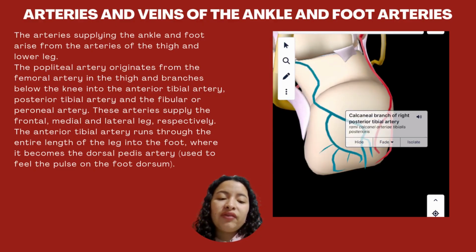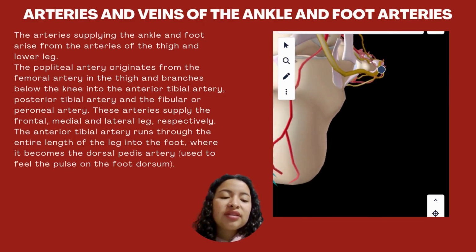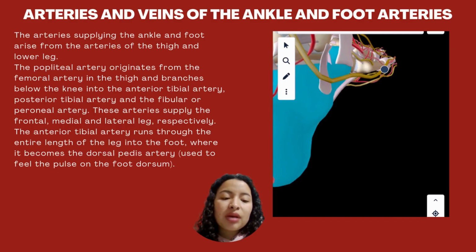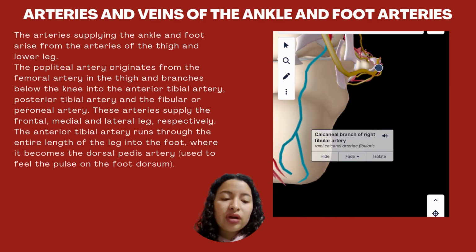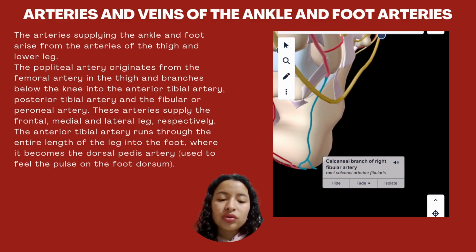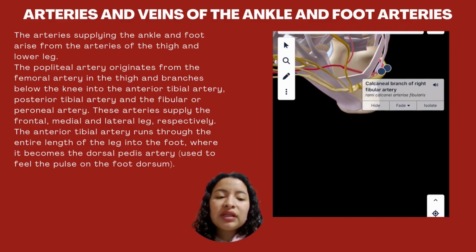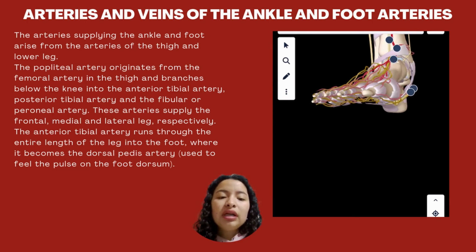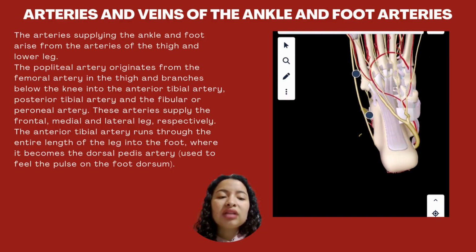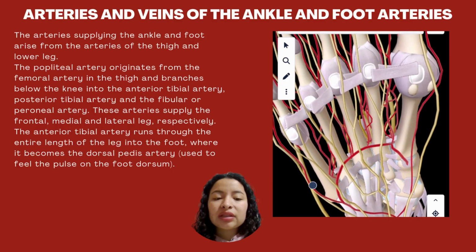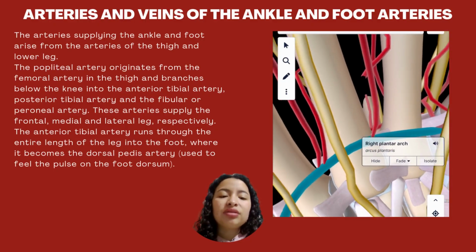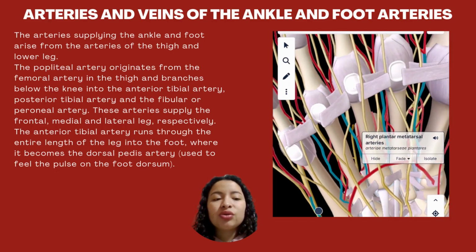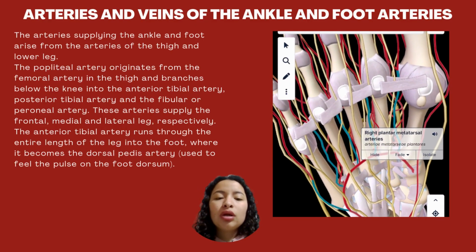The anterior tibial artery runs through the entire length of the leg into the foot, where it becomes the dorsal pedis artery, used to feel the pulse on the foot dorsum. The dorsal pedis artery supplies with its branches the dorsal side and the sole of the foot. In the dorsum, it forms the lateral tarsal artery, the arcuate artery, and the metatarsal arteries, which further divide into plantar digital arteries to supply the lateral toes.